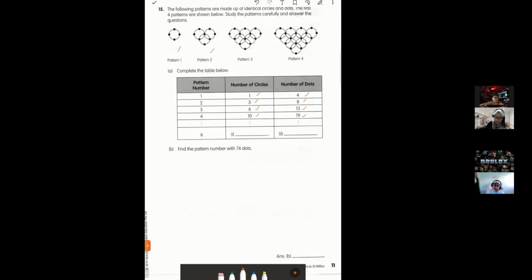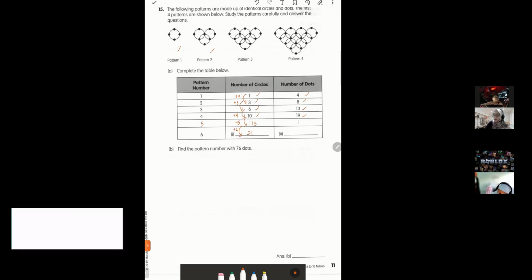Okay, so pattern number 6, fill up the number of circles. If you can see from here, from 1 to 3, plus 2. 3 to 6, plus 3. 6 to 10, plus 4. So which means pattern number 5, okay? It will be 10 to something, plus 5. Correct? So here will be 15. And then 15 to something is plus 6, like this. Okay? Equals 21.